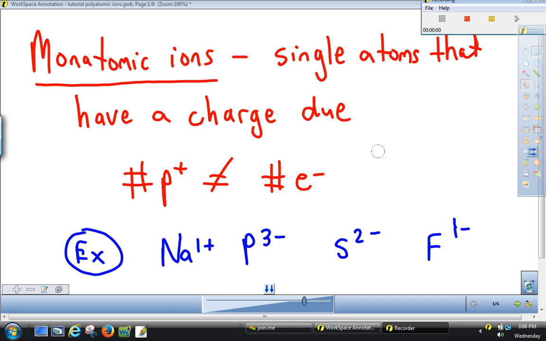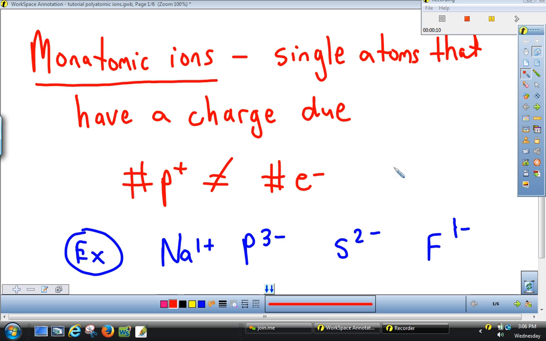Hello class, this is Mr. Lehman, and I want to talk to you today about writing formulas of ternary ionic compounds that have these polyatomic ions in.